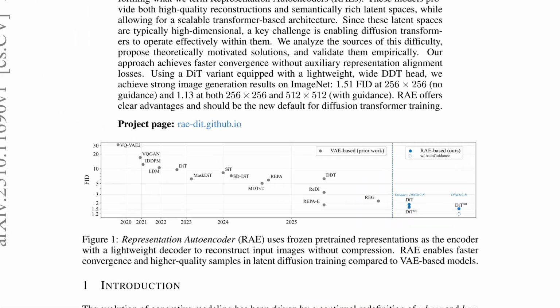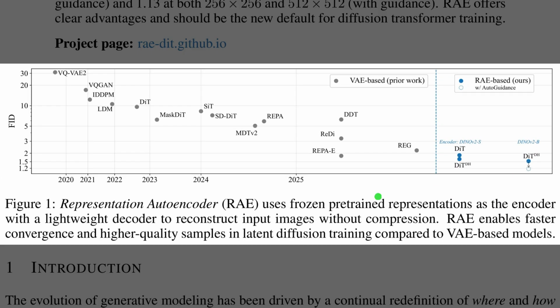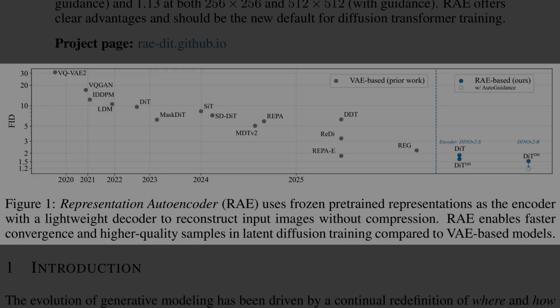Alright. Figure 1 makes the point that switching to representation autoencoders drops Fréchet inception distance, which measures visual realism, so lower is better. The plot contrasts prior VAE latents with the new high-dimensional latents and shows consistently lower scores. The blue markers at the right highlight DiT/DH on DINOv2 encoders, which sits near the bottom because samples look more faithful. The dotted circle indicates further gains with auto guidance.